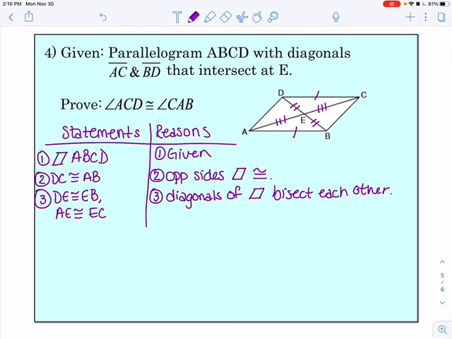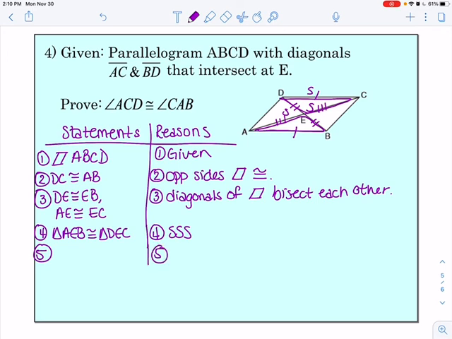Okay, now I have enough information to say that this triangle is congruent to this triangle because of side, side, side. So triangle AEB is congruent to triangle DEC, and again, that's because of side, side, side. And now finally, I can say that those two angles are congruent, this angle and that angle. Why? Because of CPCTC. So angle ACD is congruent to angle CAB because of CPCTC.